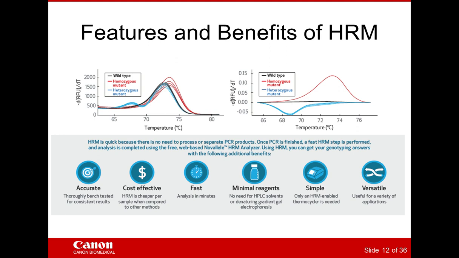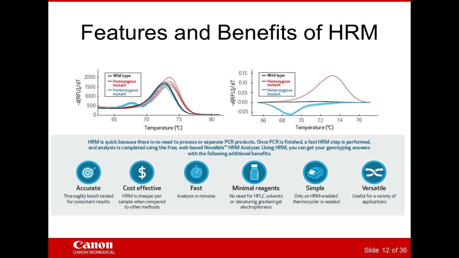But from a benefits perspective, the method is quite accurate. All of the Novallele genotyping and copy number assays are thoroughly bench tested for consistent results. It's quite cost effective, as I mentioned. It's a fluorescent dye. It's not a fluorescent probe, so from a chemistry perspective, it's quite cost effective. It's very fast. It's a standard PCR followed by a melt. Results in a few minutes after your PCR is completed. It's very simple. It really only requires a high-resolution melting compatible and enabled thermocycler.